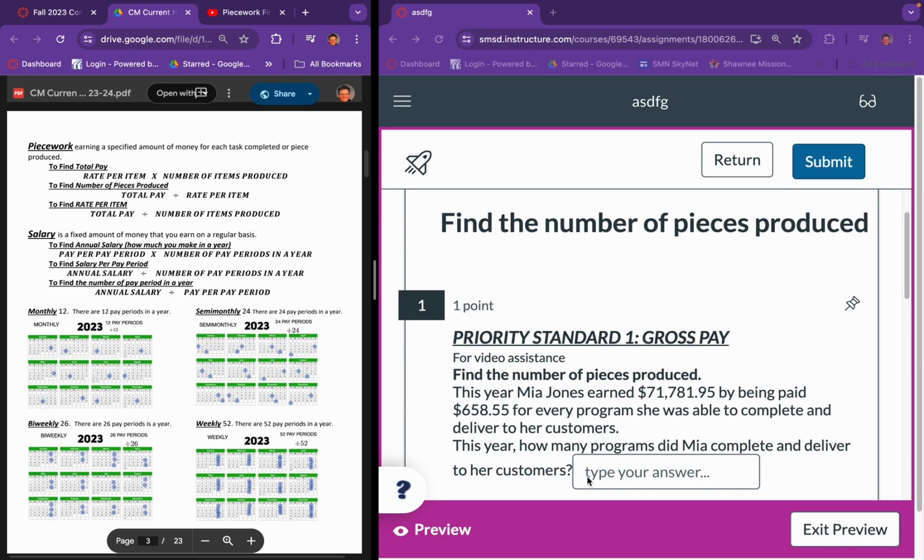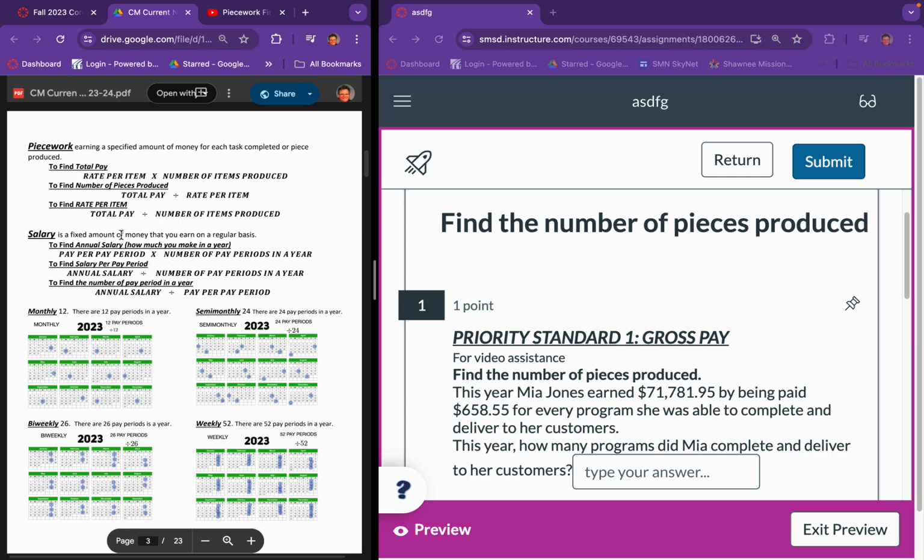Okay, friends, this video is on finding the number of pieces produced when doing piecework. So this is when you are paid per item that you create or produce or complete. All right, so if we look over in our notes, so to find the number of pieces produced, we are going to divide.